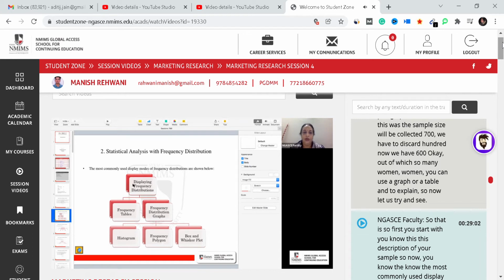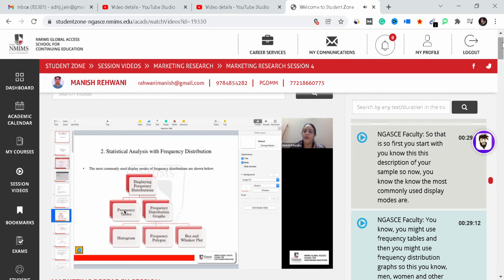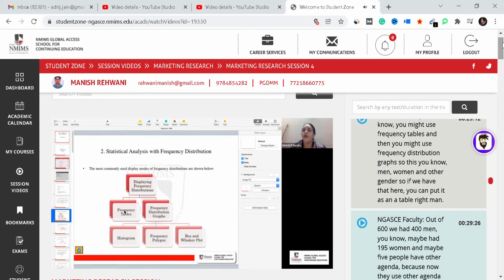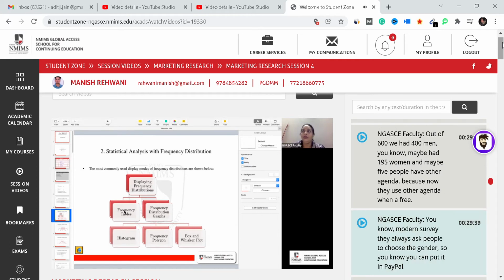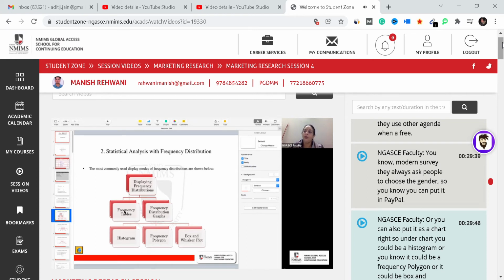The most commonly used display modes are frequency tables and frequency distribution graphs. So for men, women, and other gender, you can put it in a table, right? Out of 600, we had 400 men, maybe 195 women, and maybe 5 people of other gender, because every modern survey now always asks people to choose the gender. So you can put it in a table, or you can also put it as a chart.